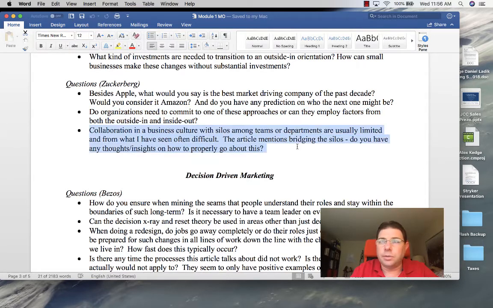Collaboration in a business culture with silos among teams or departments is usually limited, and from what I've seen, often difficult. Okay, let me reread this. Collaboration in a business culture with silos amongst teams or departments is usually limited. I agree, and from what I've seen, often difficult. I totally agree, because of politics and making sure I take care of myself and my team. We fight for resources. That's what we do. The article mentions bridging the silos. Yes. Do you have any thoughts or visions on how to properly go about this? Yes, get rid of them.